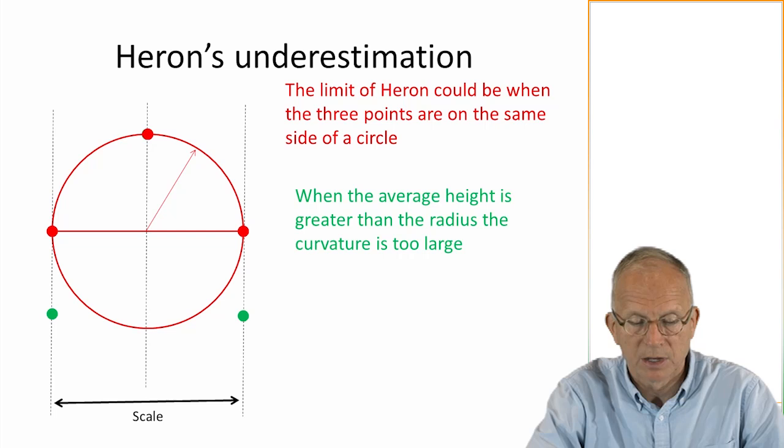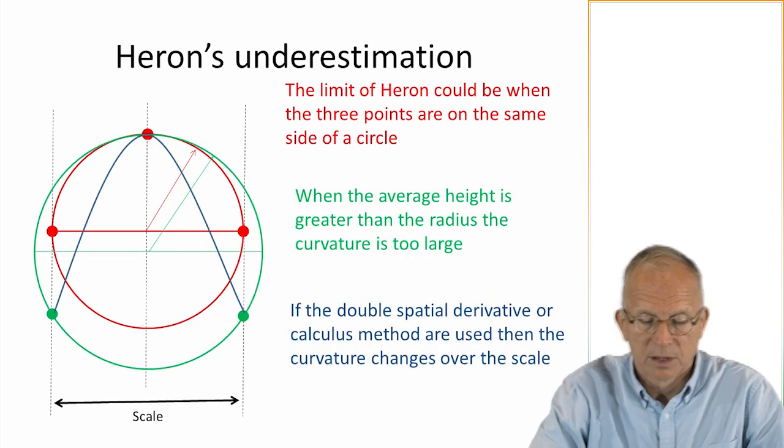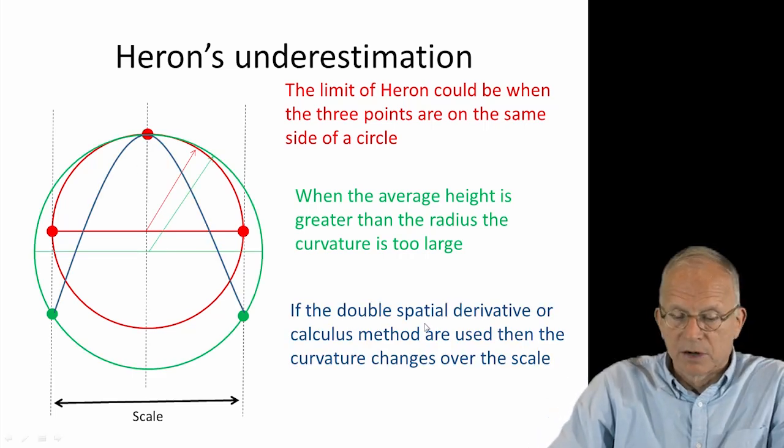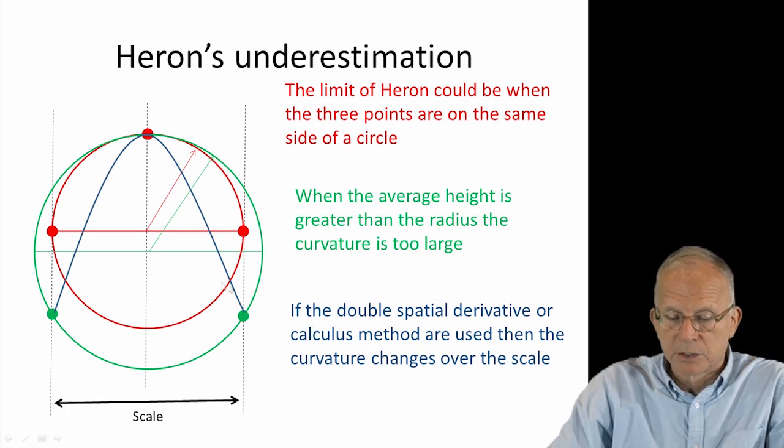So here's a variation on Heron's method showing how it is constant over an interval, and the double spatial derivative is not, so we prefer to go with Heron.